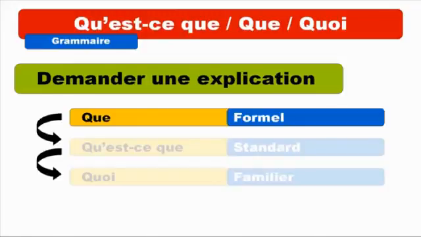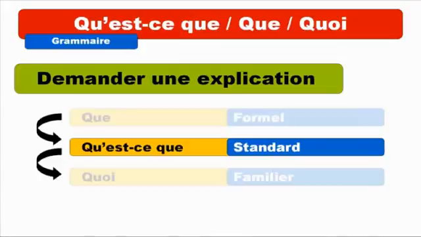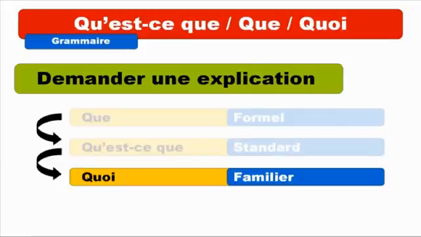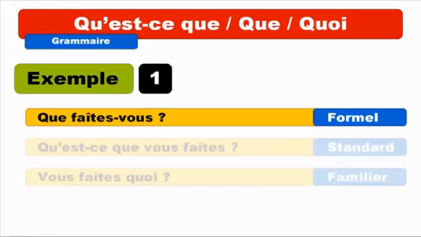Usually we use qu'est-ce que or quoi when we want to ask for an explanation regarding something. The most polite form is the use of que. The second form is qu'est-ce que, the basic form that we usually use when we speak. And the third form is the use of quoi, which is considered as familier, as we say in French.